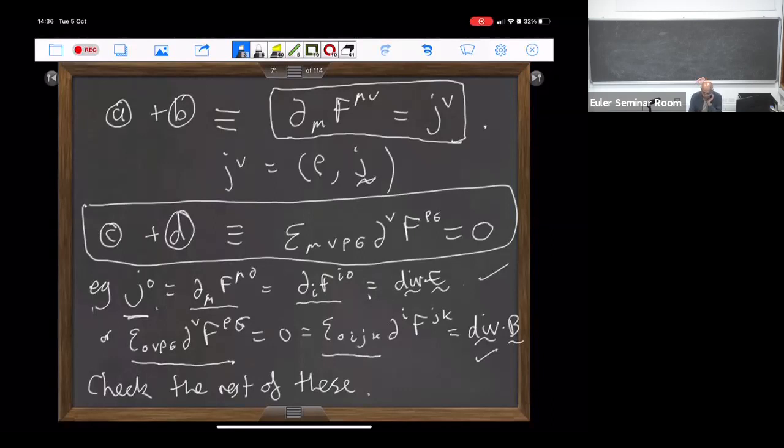So an important exercise is to check the rest of these equations. Here I only did the time components of these 2 sets of equations. Please check that you get the rest of Maxwell's equations.